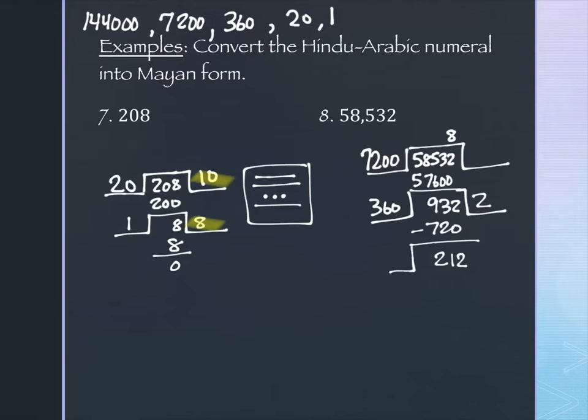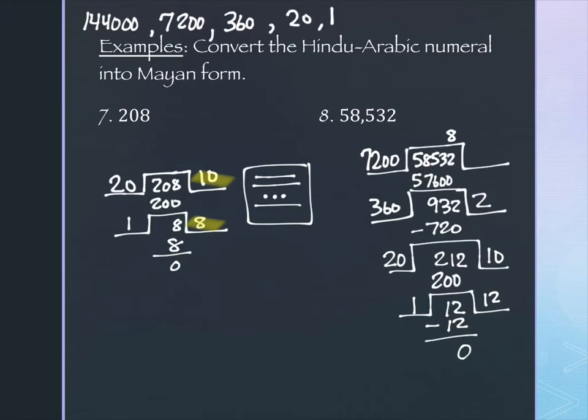And then from 212, we would divide by 20. So 20 goes in 10 times. So 10 times 20 would be 200. Giving me a remainder of 12. And our last division would be by the place value 1. And so with the 1's place value, it goes in, of course, 12 times. 12 times 1 is 12, and gives me a remainder of 0.